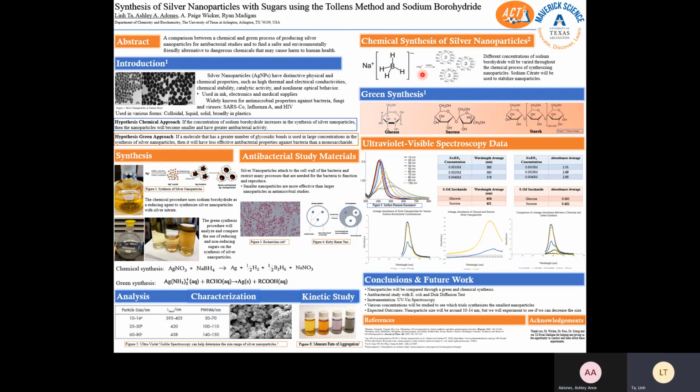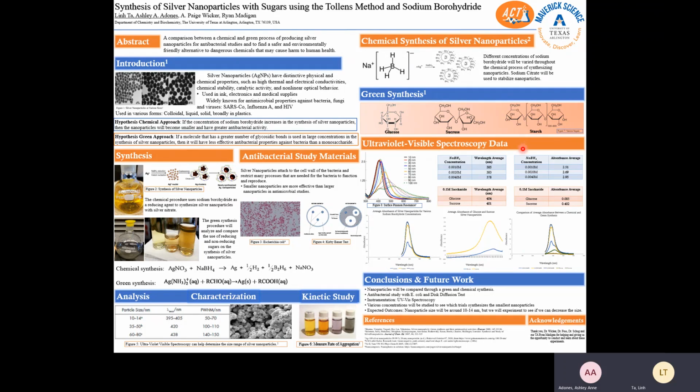For the chemical synthesis, we're using sodium borohydride for our chemical reducing agents, where we will conduct experiments with different concentration of sodium borohydride to see how it will affect the size of the nanoparticles. And the sodium citrate is also used to stabilize the nanoparticles from aggregation. And for the green synthesis, we are synthesizing nanoparticles with three different sugars: glucose, sucrose, and starch.